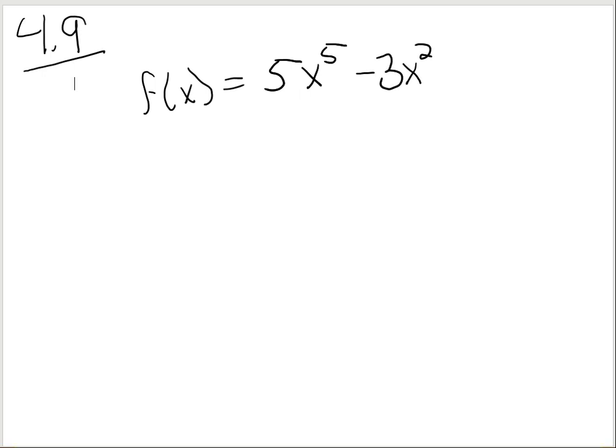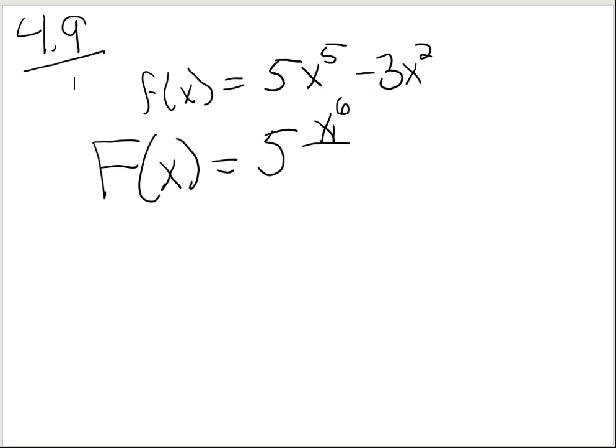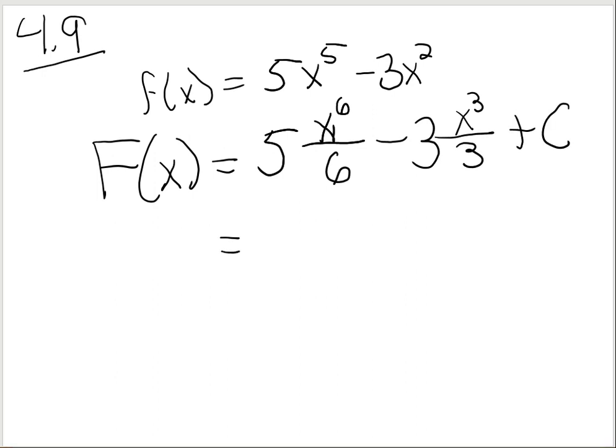So we can look at functions like f of x equals 5x to the 5th minus 3x squared. What is its most general antiderivative? Well, that's going to be 5x to the 6th over 6 minus 3x cubed over 3 plus c, or 5/6 x to the 6 minus x cubed plus c.